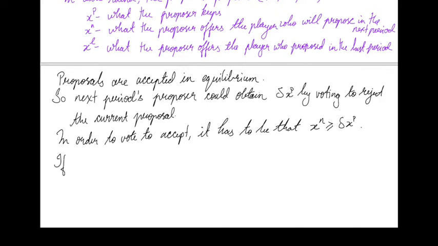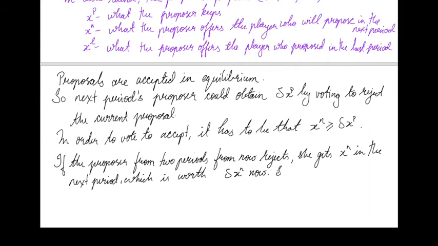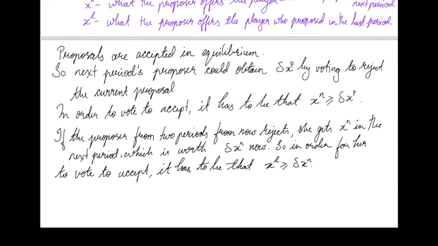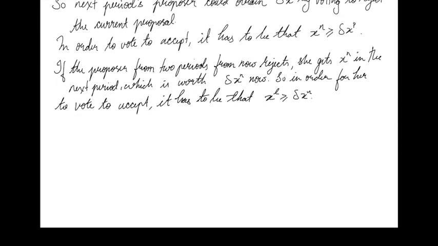Similarly, if the proposer 2 periods from now, or the proposer from last period, rejects the proposal from today, then she will be the next proposer tomorrow, and so she can get XN tomorrow. That's as good as getting delta XN now. So for her to vote to accept, it has to be that XL is at least delta XN. Remember that the proposer wants to keep as much for herself as she can.